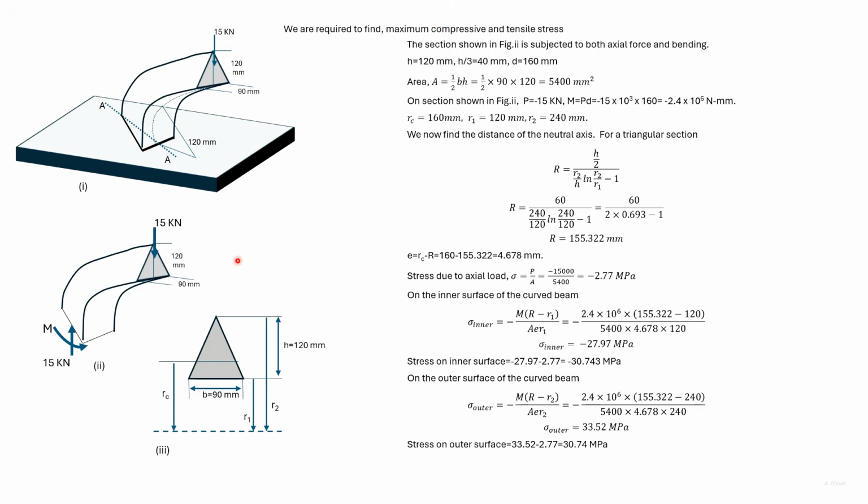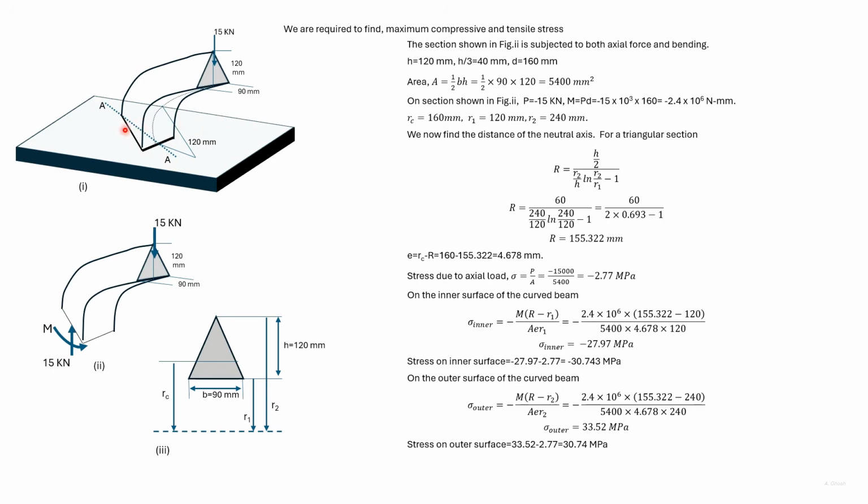So RC is the sum of the radius of this inner arc plus yc and is given as shown. R1 is the radius of the inner arc and R2 the radius of the outer arc. We consider a section near where the beam is fixed, since such a section will be subjected to the maximum moment.